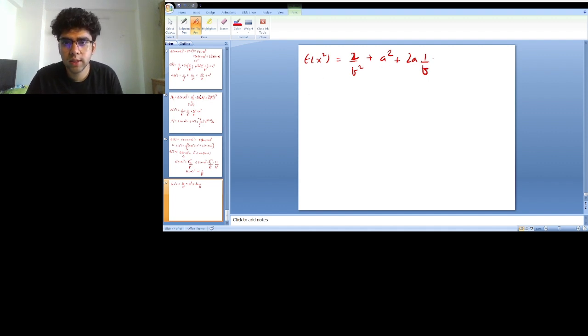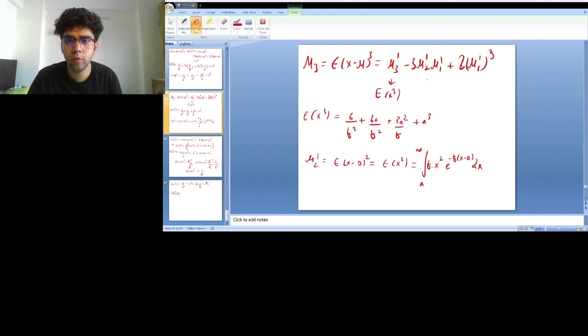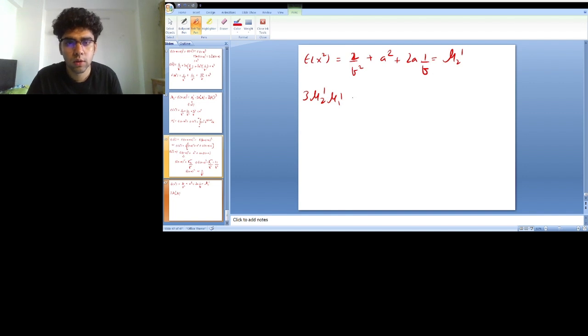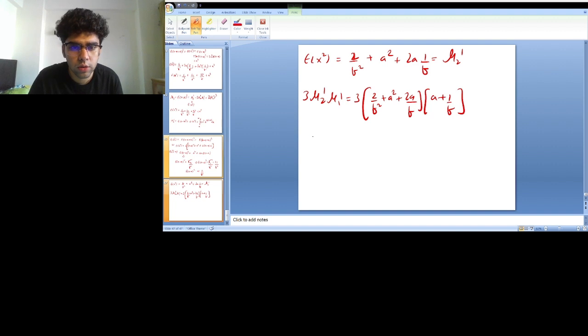Now this is equal to mu 2 dash. We need to find 3 times mu 2 dash mu 1 dash, right? So my second term is 3 times mu 2 dash mu 1 dash. So I'm just finding this term. So this is 3 times mu 2 dash, which is 2 upon b square plus a square plus 2a upon b, and my mu 1 dash, which is my mean, was a plus 1 upon b. I calculated this earlier, just check it out.